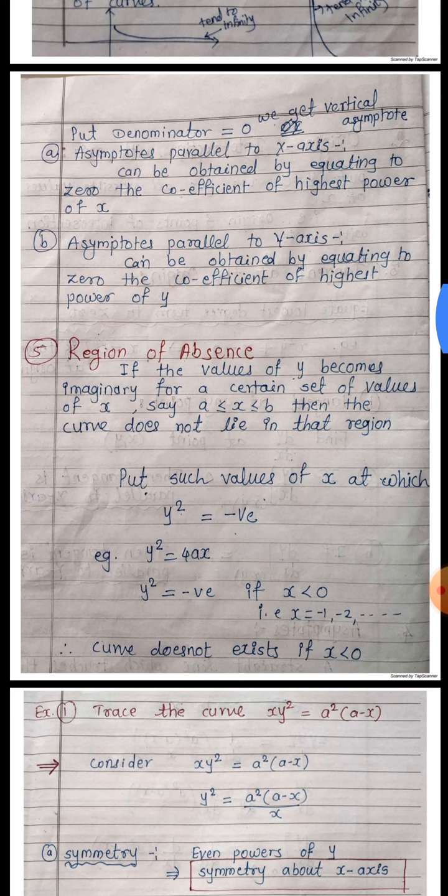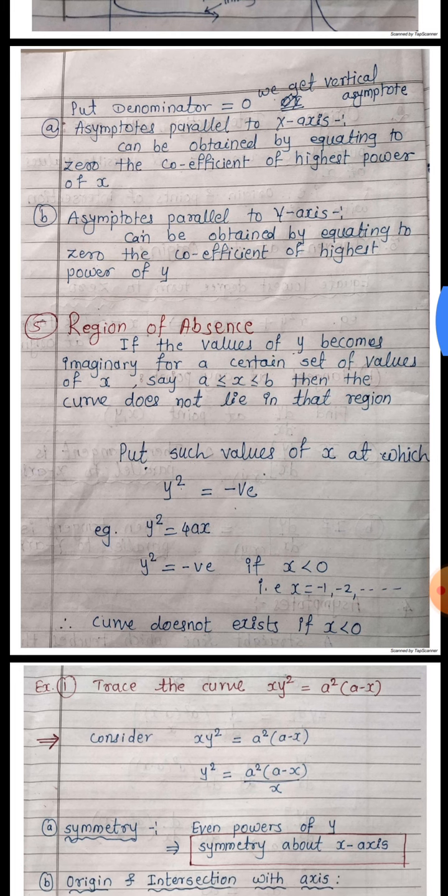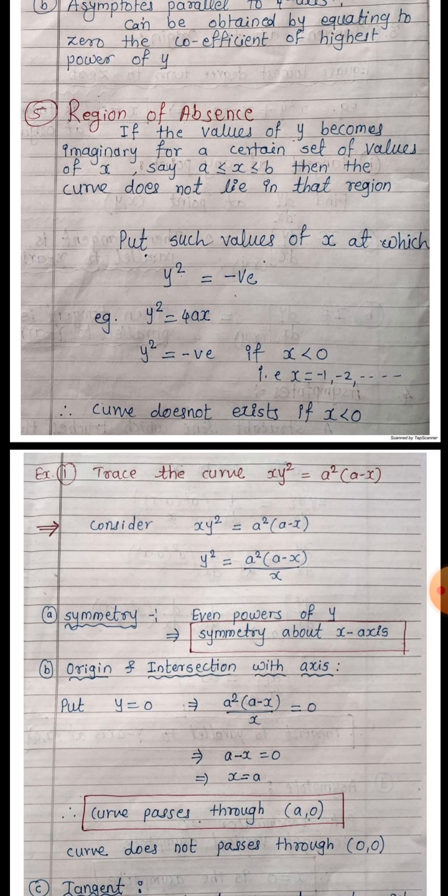Asymptotes. For finding the asymptotes, either we put the denominator equal to 0 or we equate the coefficient of the highest power of x and y to 0. Region of absence. For this we find such values of x at which y square is negative.